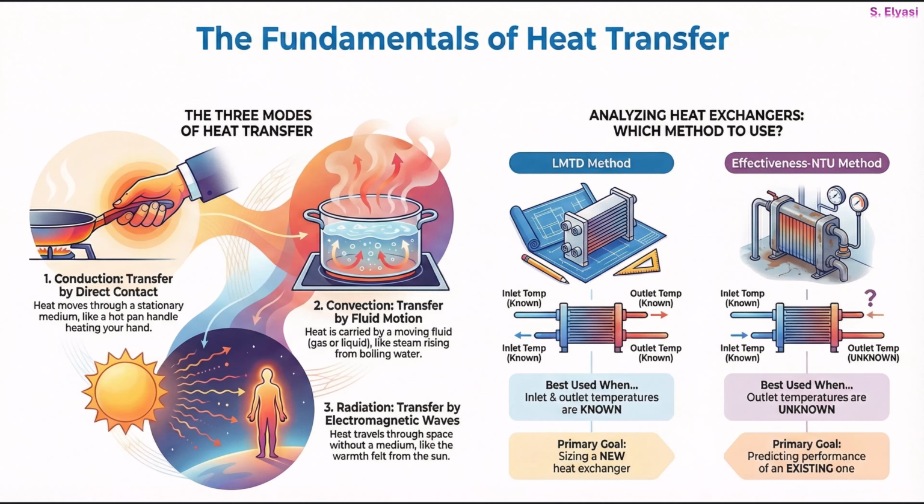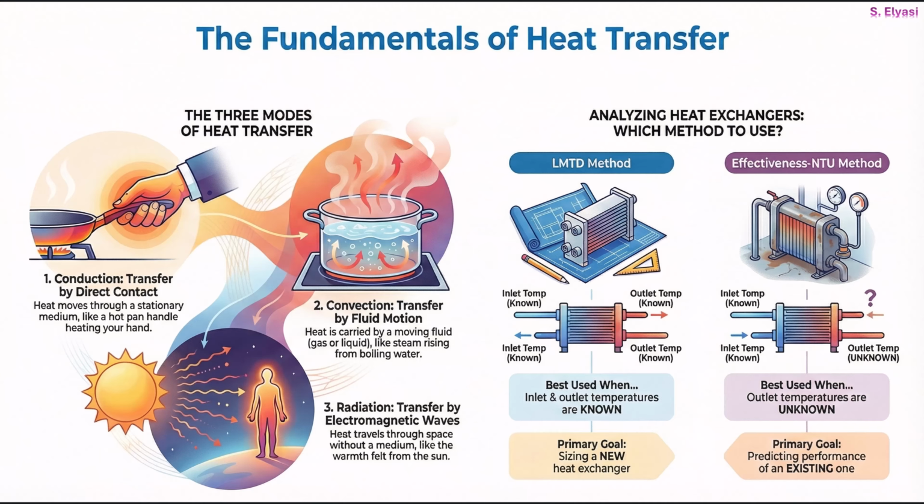Okay, so here's what you absolutely need to know. First, you've got the three basic ways heat gets around. There's conduction. That's heat transfer through direct contact, kind of like when a hot pan heats your hand. Then you have convection, which is heat being carried by a moving fluid. Think of the steam rising from boiling water. And finally, there's radiation. That's heat moving through electromagnetic waves, like the warmth you feel from the sun traveling through space.